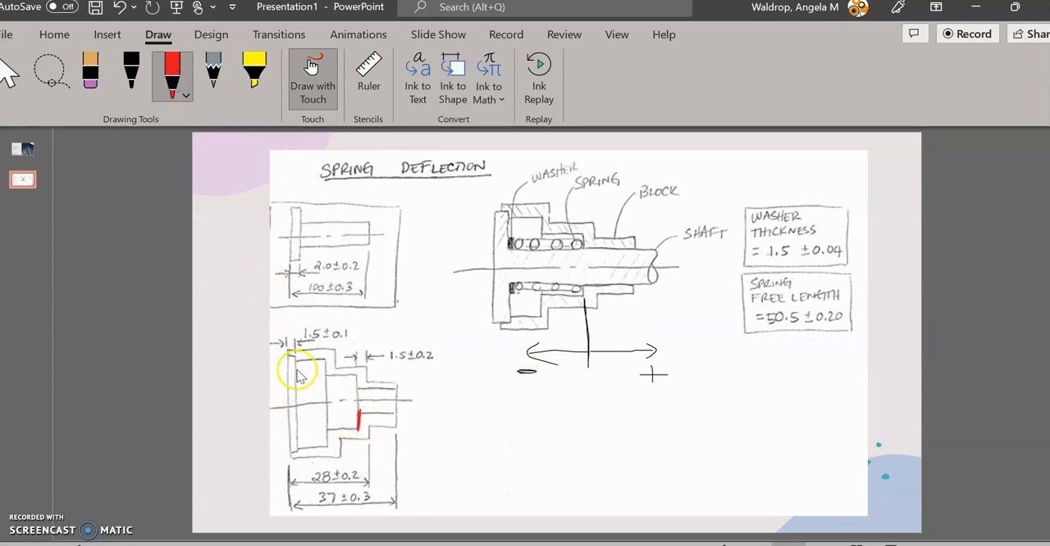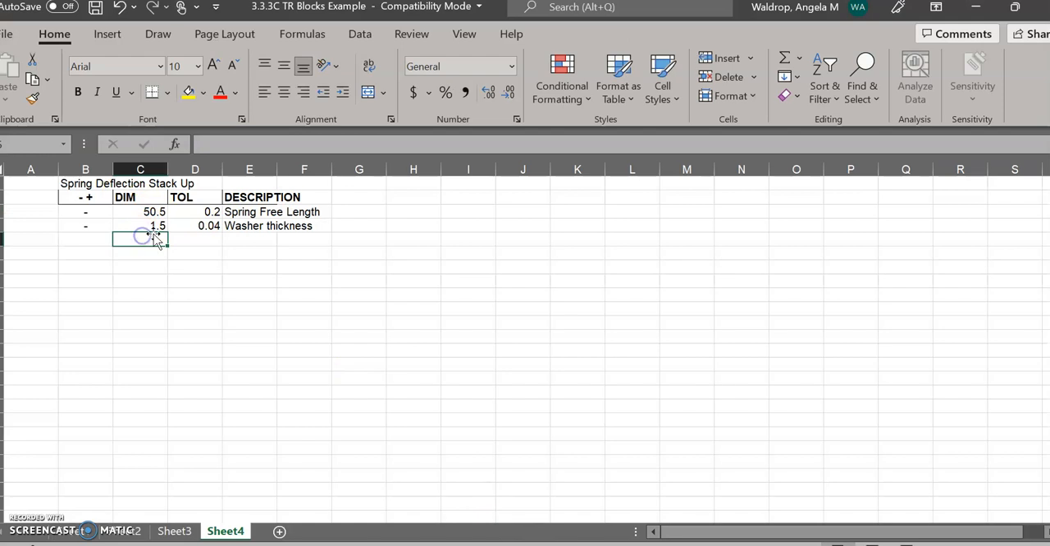But in order to do that, right now at the edge of the washer and the edge of the shaft, I'm here. So this will be the next dimension in my stack up. So I'm going to clear my marks here, and I'm going to put that dimension in my stack up next, the 1.5 plus or minus 0.1. So I'll do the 1.5 plus or minus 0.1, and that is my bearing block groove depth.